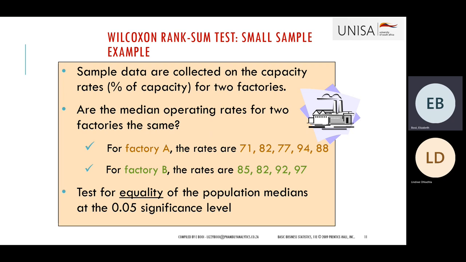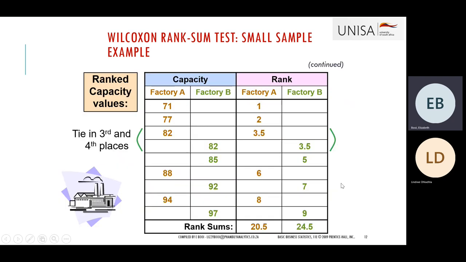We are given factory A, the rates 71, 82, 77, 94, and 88, and factory B, the rates 85, 82, 92, 97. We need to test for the equality of the population median at 0.05. And because they told us equality, we are doing a two-tailed test.